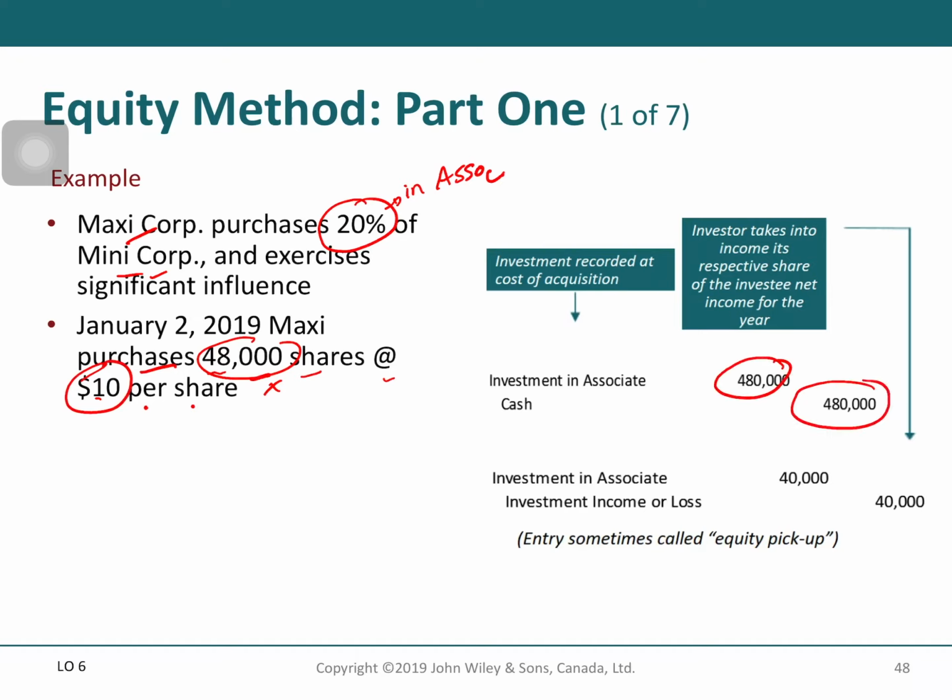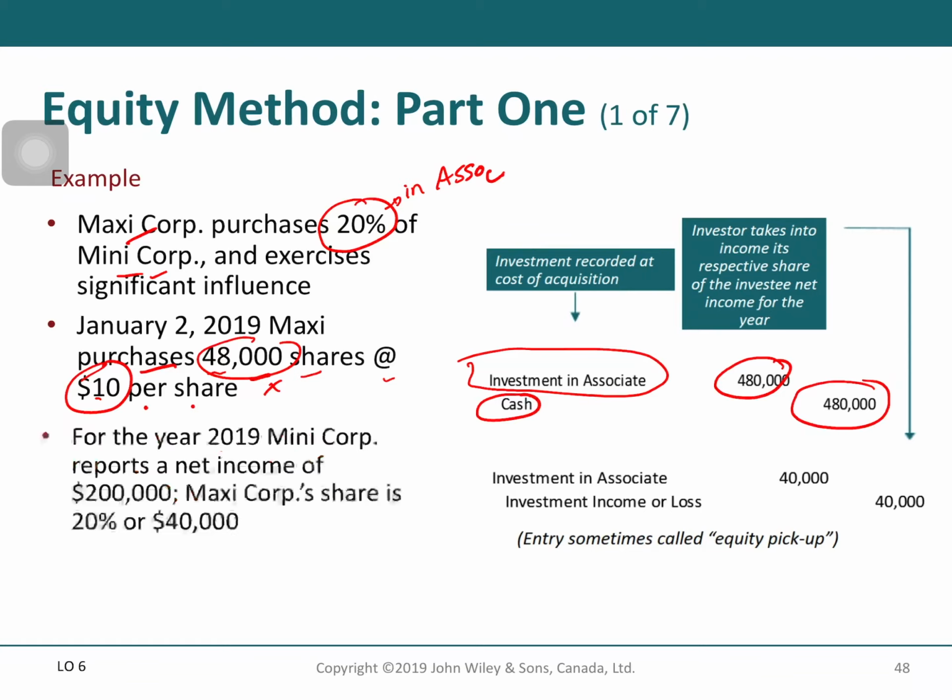$480,000. Okay, so you will record investment in associate on the debit side. Okay, your investment increases, and cash on the credit side. Okay, for the year 2019, Mini Corporation, which is your investee, reports a net income of 200,000. Okay, Maxi Corporation's share is 20% or $40,000.